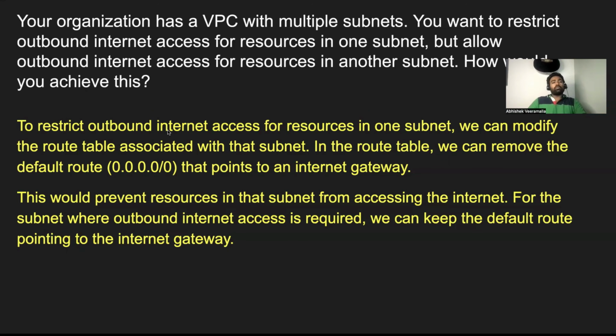To restrict outbound internet access for resources in one subnet, we can modify the route table associated with that subnet. Perfect. In the route table, we can remove the default route that points to the internet gateway. If you remove that, then there is no internet gateway, so there is no traffic that can flow in or out of the subnet. Perfect.